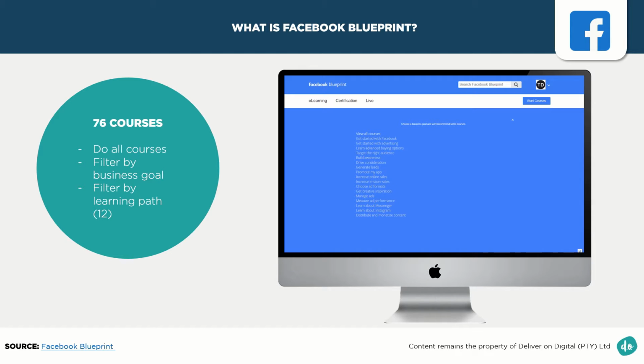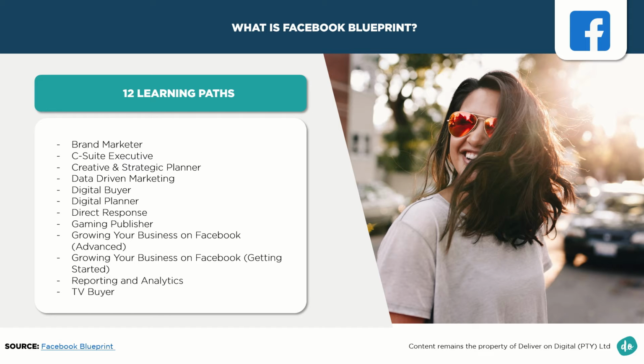So a better approach would be to filter by business goal or by learning path, for which there are 12. And then it'll basically tailor the training content according to your ability and what your objective is on the platform. So in terms of the learning paths, I think it's very progressive in showing you exactly where you are trying to get to, and it'll show you a path that gets you there. So whether you're a brand marketer, C-suite executive, all the way down to a TV buyer, you can really tailor your training on Facebook using the Blueprint platform.